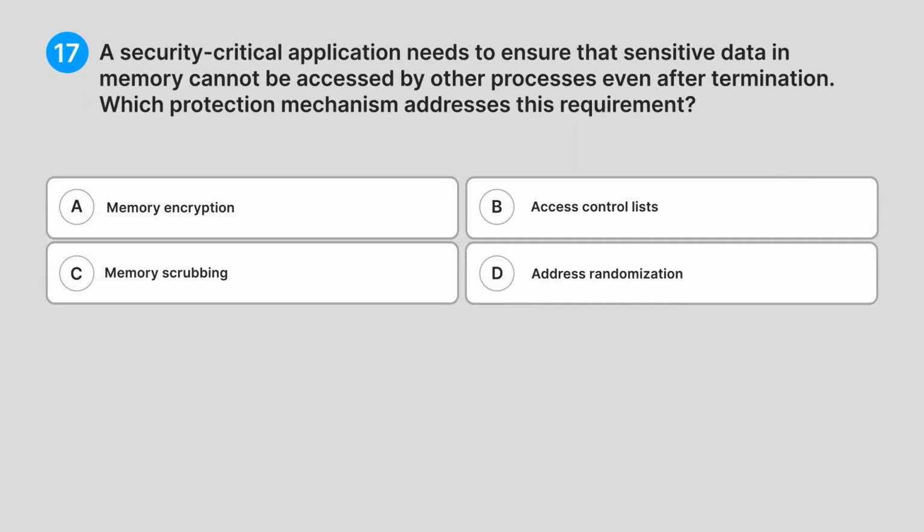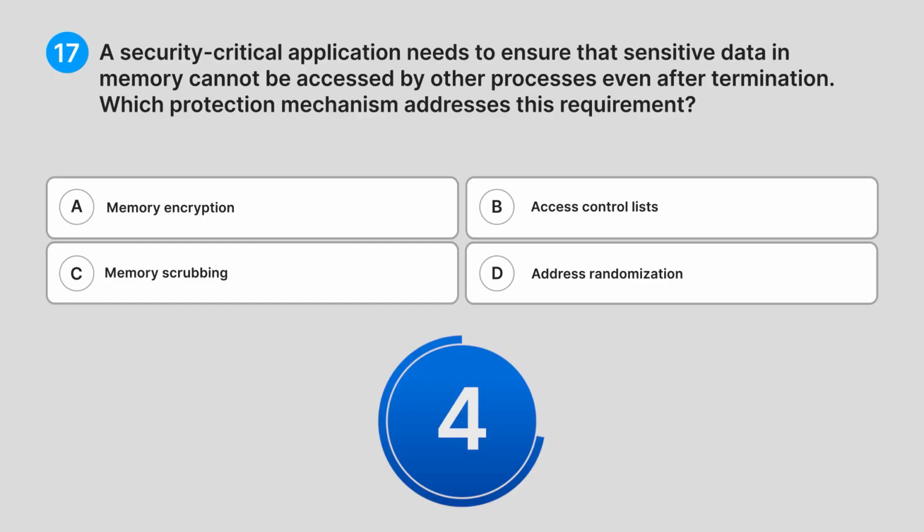17. A security-critical application needs to ensure that sensitive data in memory cannot be accessed by other processes even after termination. Which protection mechanism addresses this requirement? A. Memory encryption. B. Access control lists. C. Memory scrubbing. D. Address randomization. Can you guess the answer?